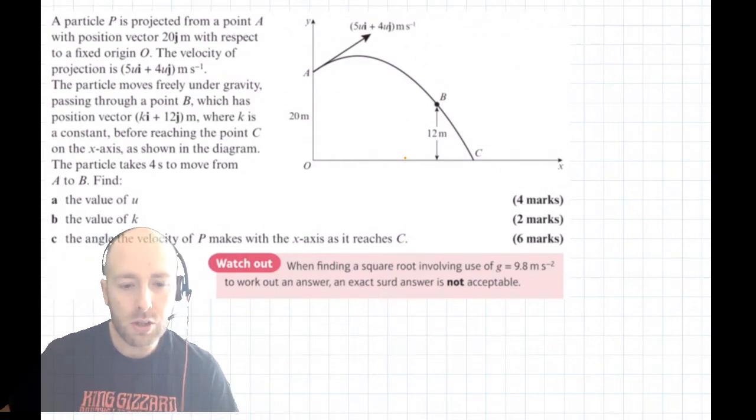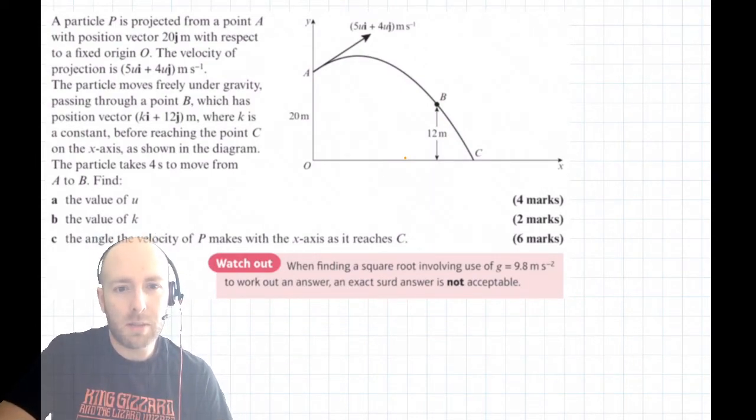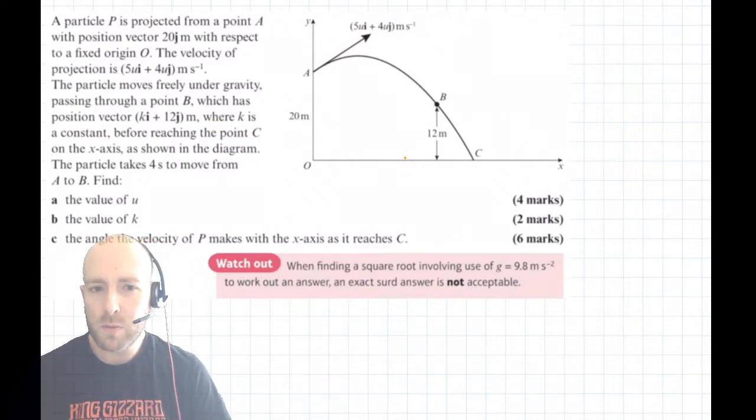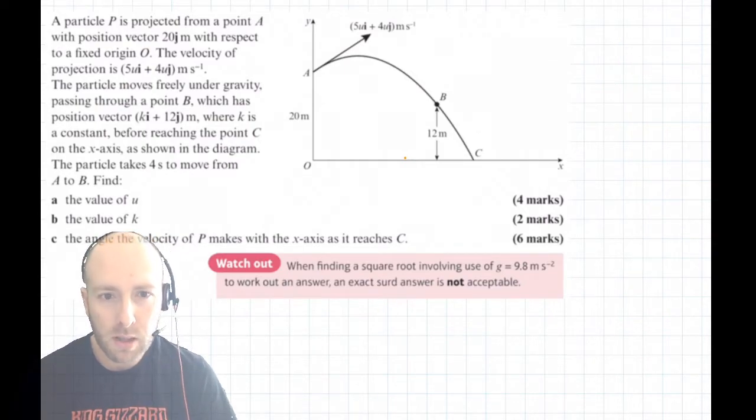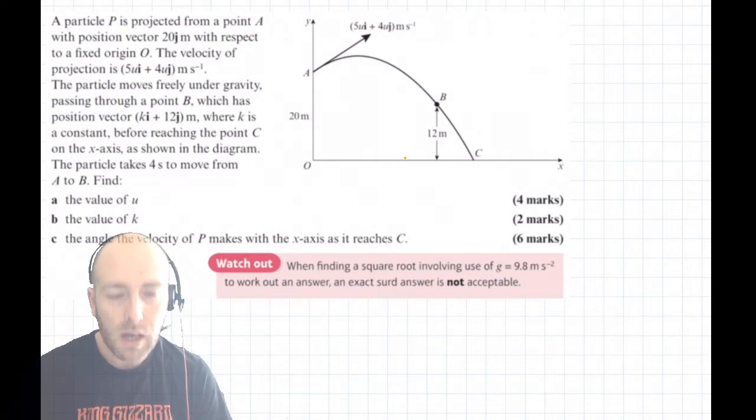Cool. So give this one a go. It should be all right. There's a few bits. It's a little bit trickier than the last one, maybe. It says it's worth 12 marks. Oh, and this is the interesting bit.